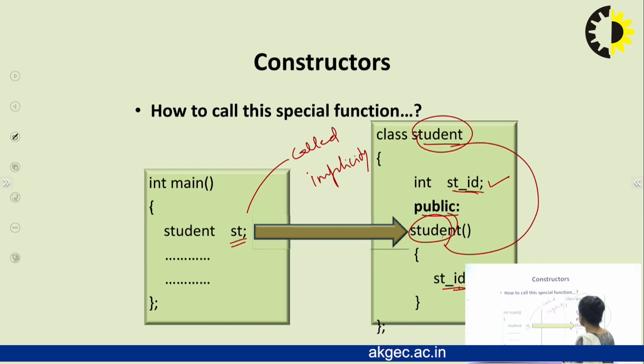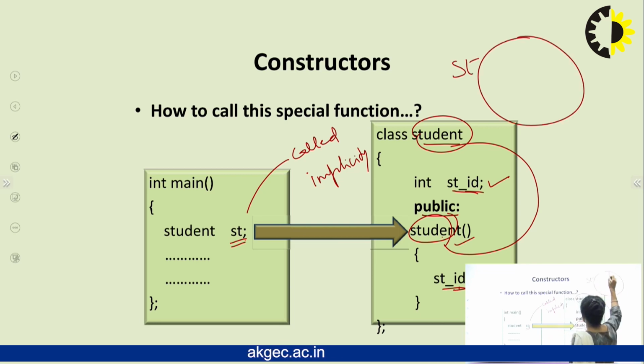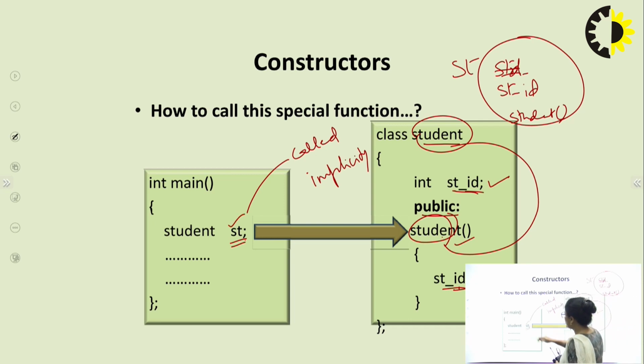The constructor will be called, and once the object st is created, it will have two member data, that is st id, and another member data is student. So, the moment this st object is created, the constructor will be executed, and what does it do? It sets the student ID to 0.